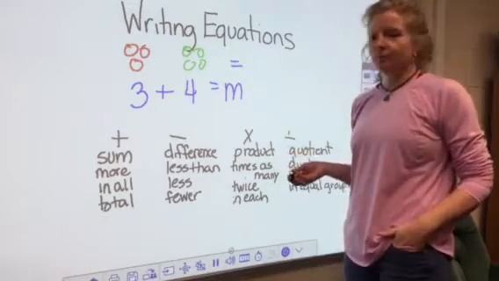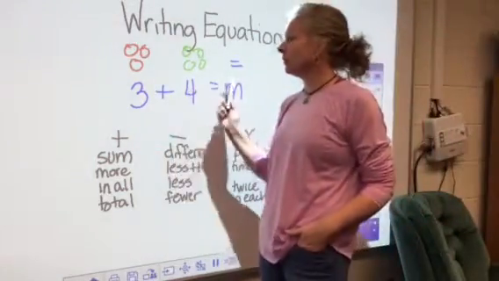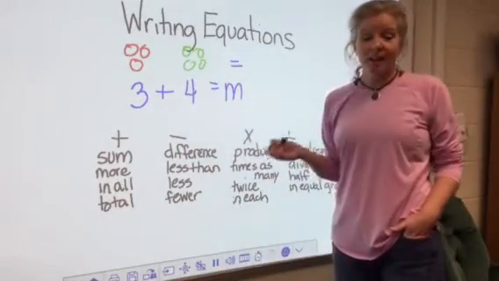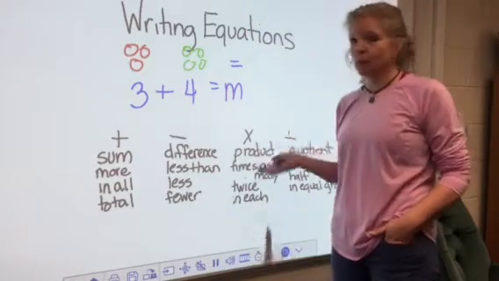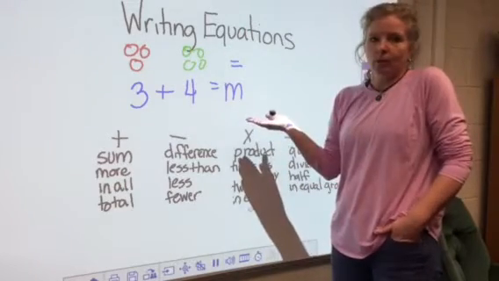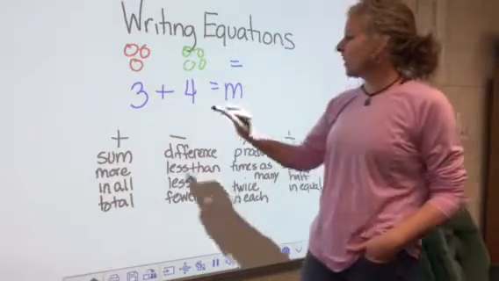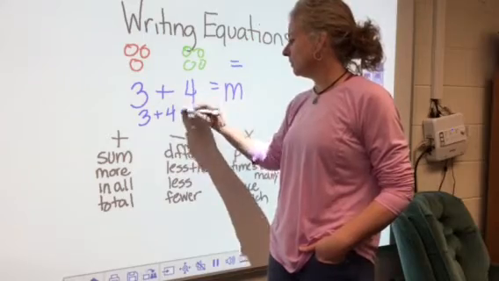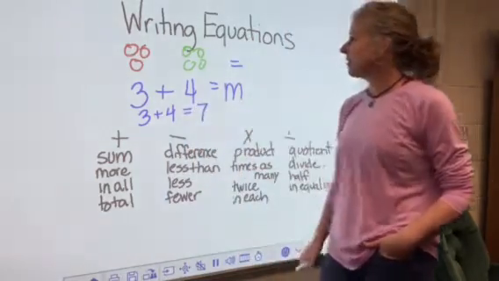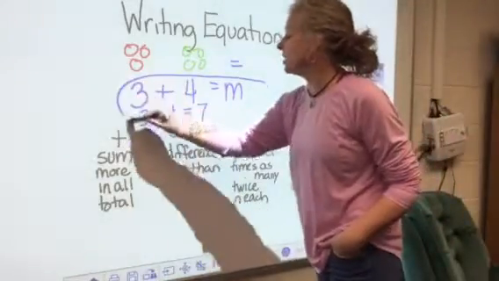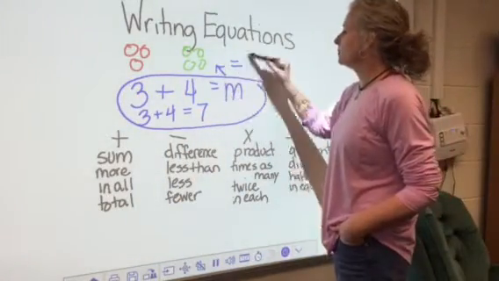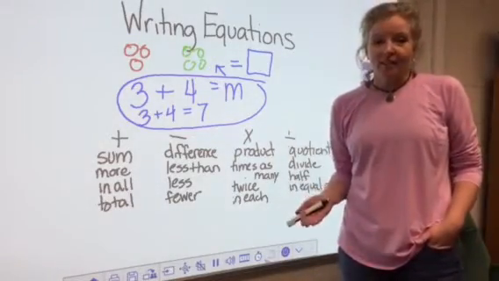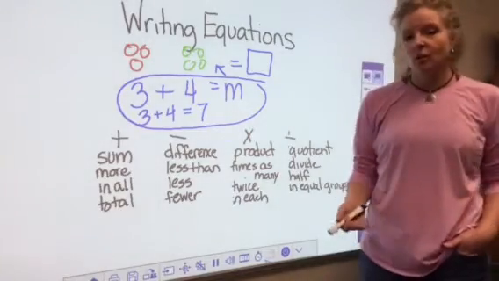So what does that equal? I just wrote an equation for that. 3 plus 4, 3 red apples plus 4 green apples equals M. I just put M for my unknown. We've talked about that: a box, a blank, or a variable like the letter M. So now I'm going to solve that. 3 plus 4 equals 7. I just wrote an equation to go along with that picture. What we're going to be practicing is writing equations to go along with words.